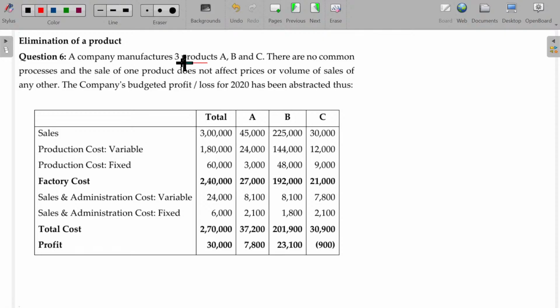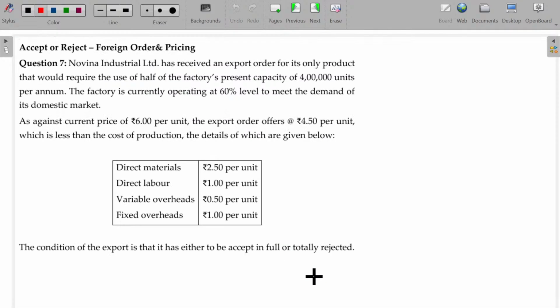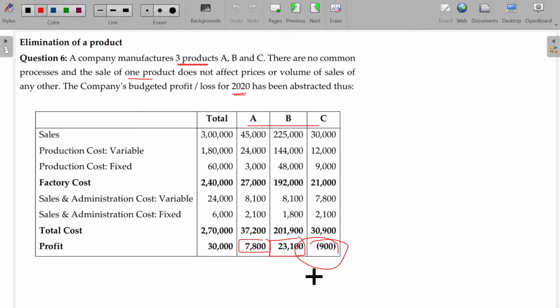The company manufactures 3 products A, B and C. There are no common processes and sale of one product does not affect the price or volume of sales of the other. The company's budgeted profit or loss for 2020 has been abstracted thus. So this is how it is given. From seeing this information, product A gives you 7,800 rupees profit, B gives you 23,100, but in case of C, that's a loss. So, as C is the loss-making product, can we stop producing C? That's a question.